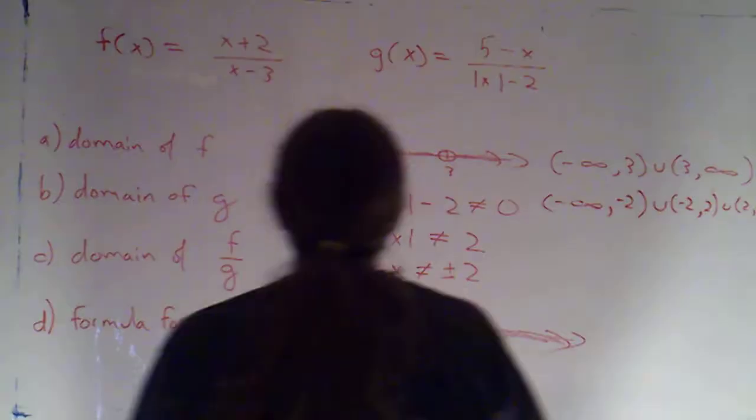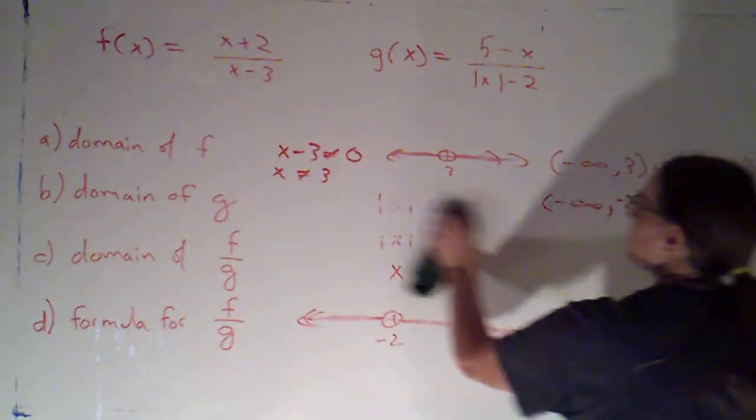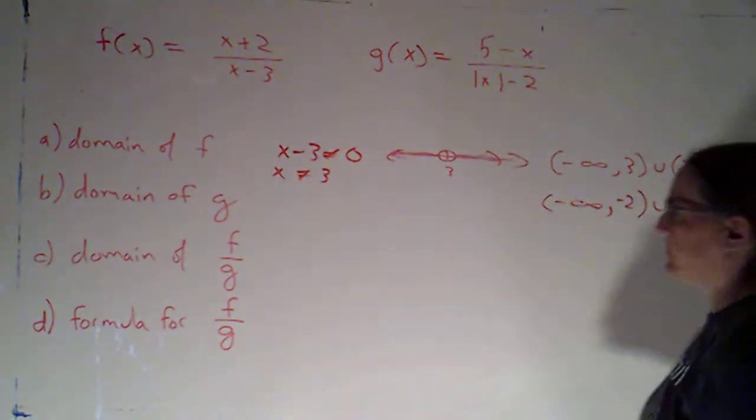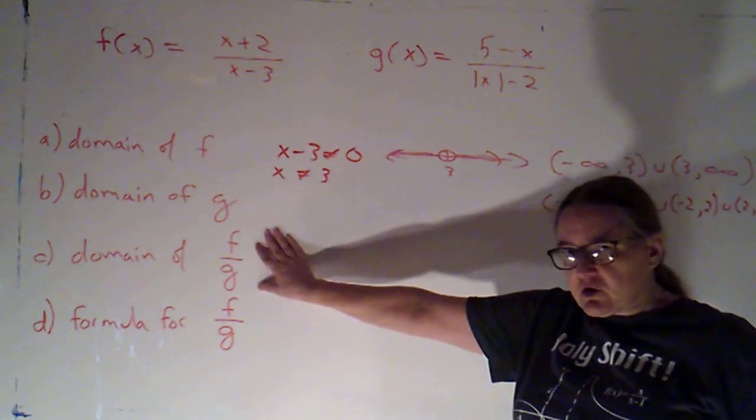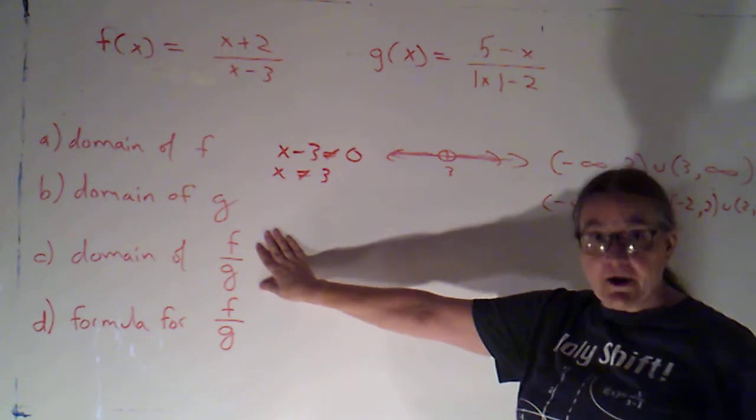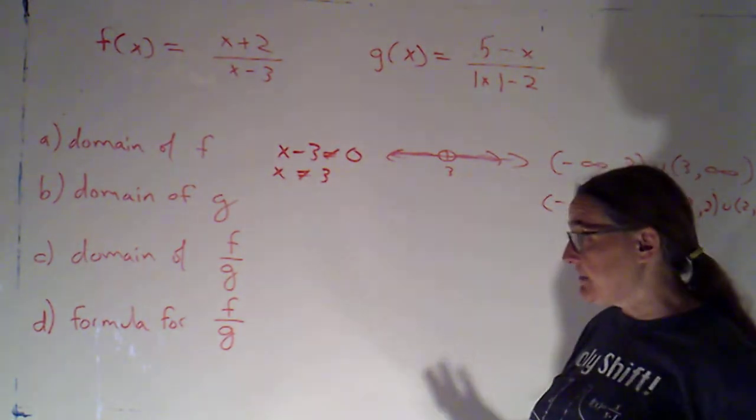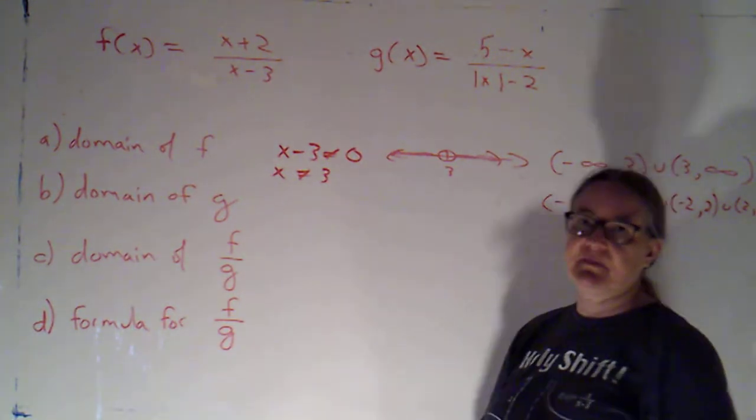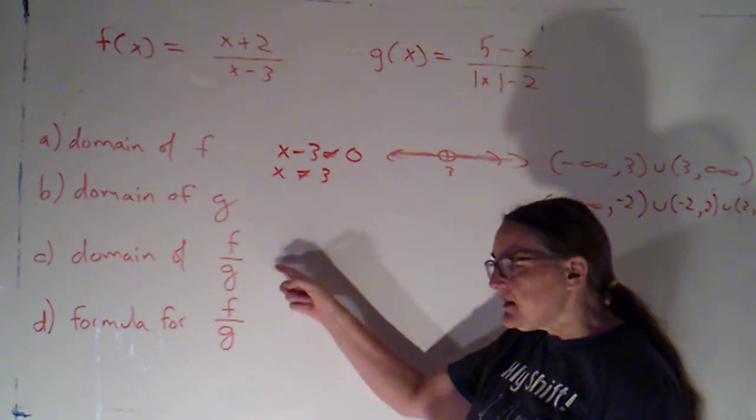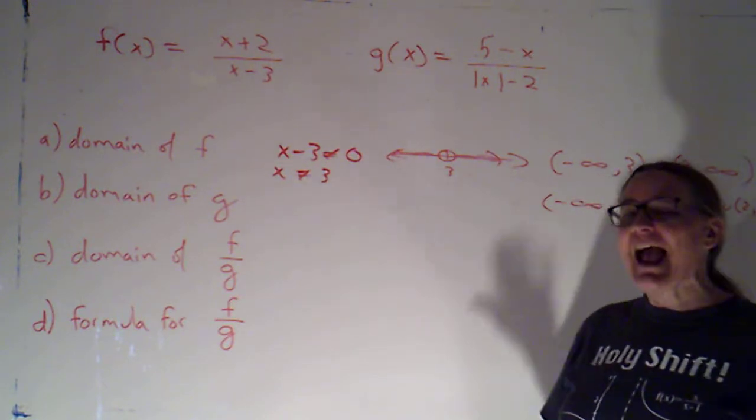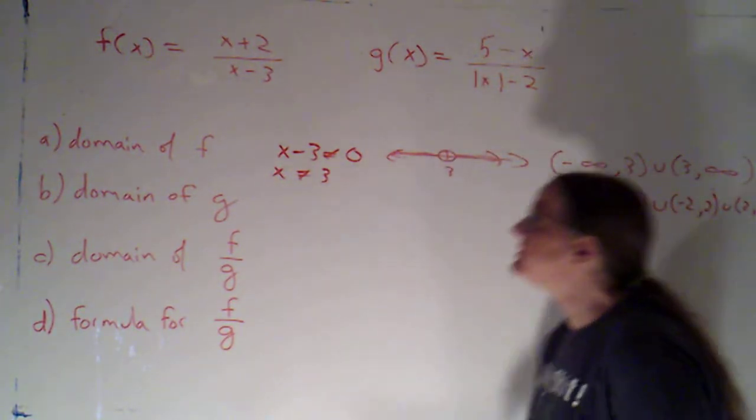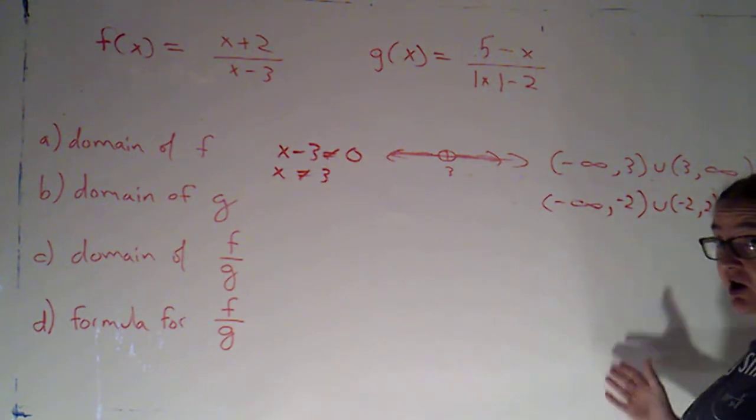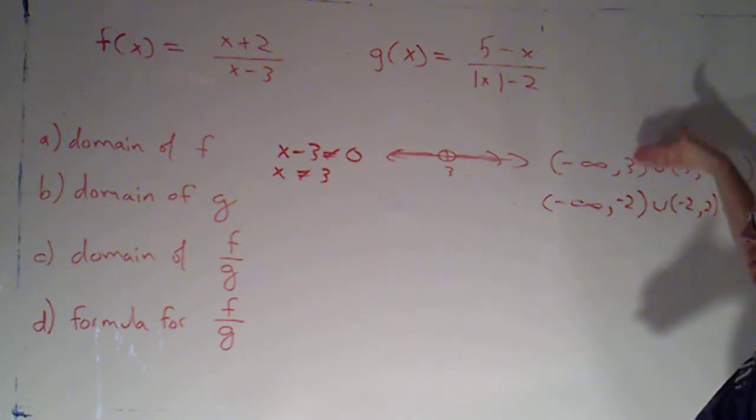All right, now if I want to combine these functions using division, the same thing is true with division that's true for all the other arithmetic operations. In order to be able to do any arithmetic with f of x and g of x, both of them have to be defined. So everything in the domain has to be in the domain of both f and g. So I'm going to start with the intersection of these two domains.